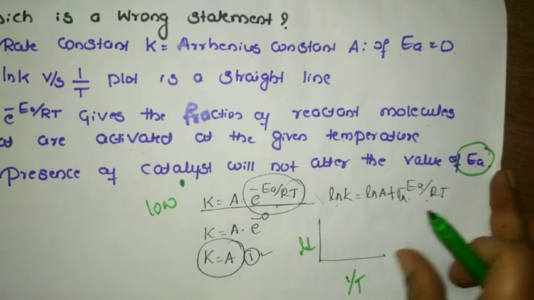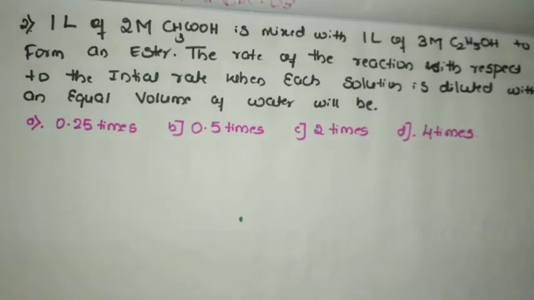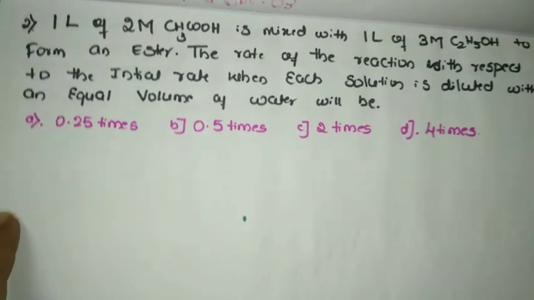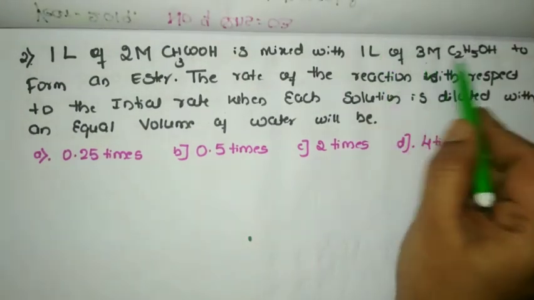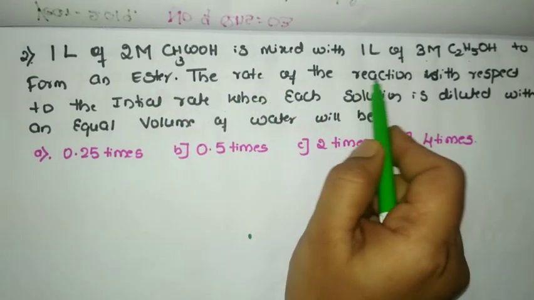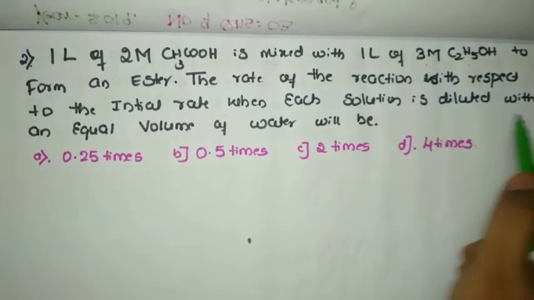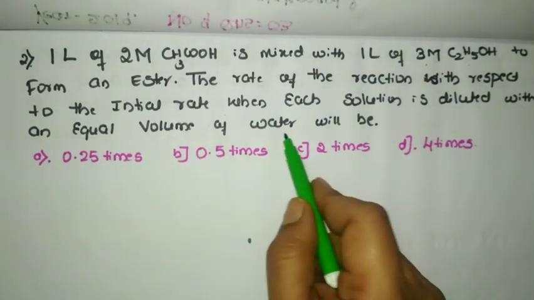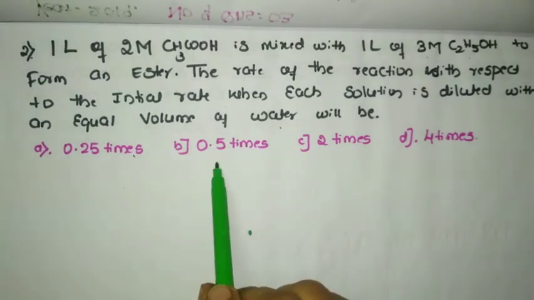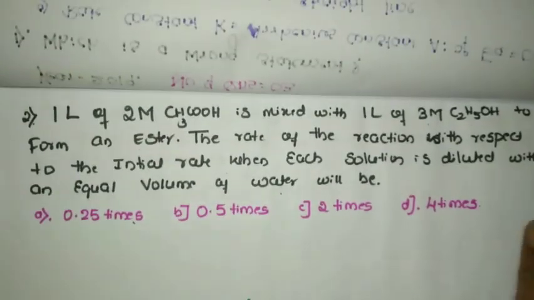Okay, so the next question is a simple question, that is 1 liter of 2 molar acetic acid is mixed with 1 liter of 3 molar ethyl alcohol to form an ester. The rate of a reaction with respect to the initial rate when each solution is diluted with an equal volume of water will be, okay, whether 0.25 times or 0.5 times, 2 times or 4 times. See, quite simple what they are telling.